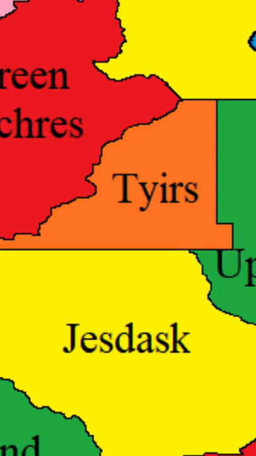Welcome to Tyres, the literal shithole. It's bordered by Tyres to the east, formerly Uphens, Paxus to the north, Green Acres to the northwest, Herds to the west, and Just Ask to the south and southeast.